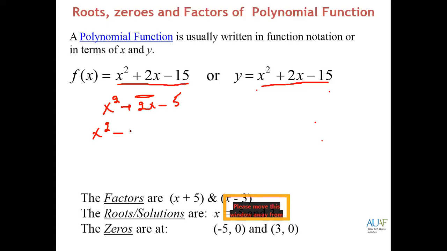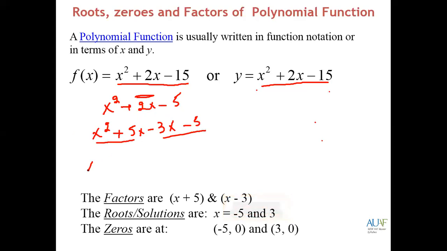Like what? If I write 5x minus 3x, 5x minus 3x is equal to plus 2x and minus 5. So taking common in the first two terms and taking common in the last two terms. Yeah, first pair and last pair. If you take x common from the first, so x is equal to what? x plus 5, first one.